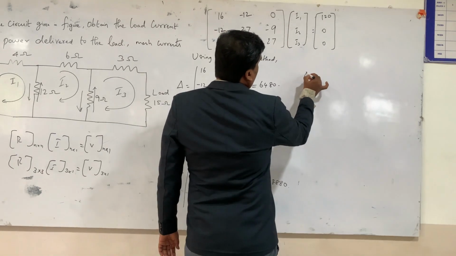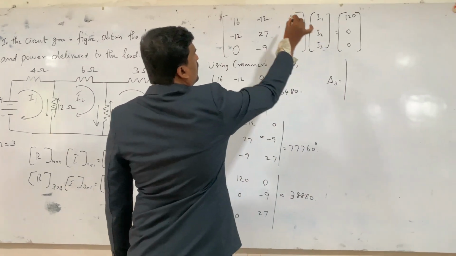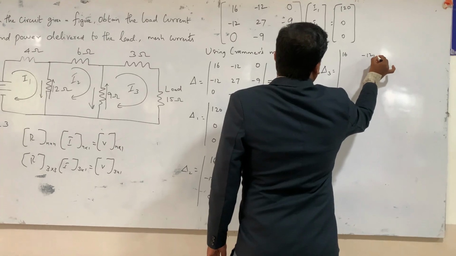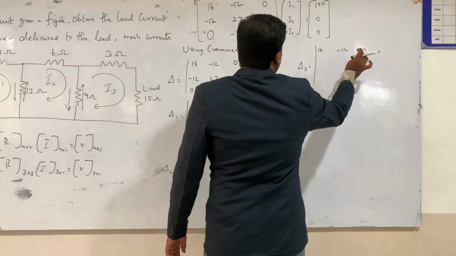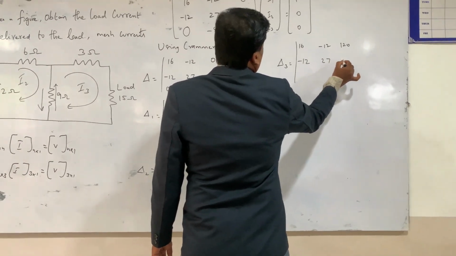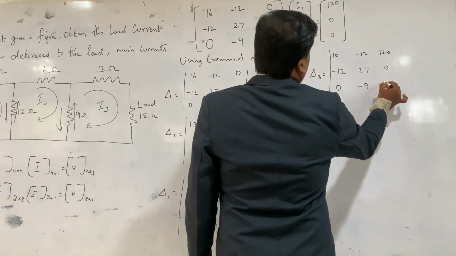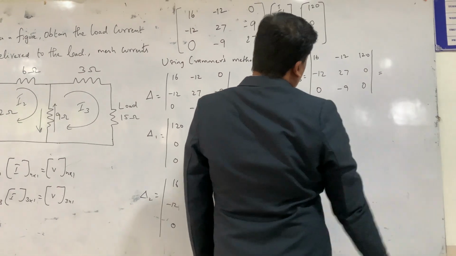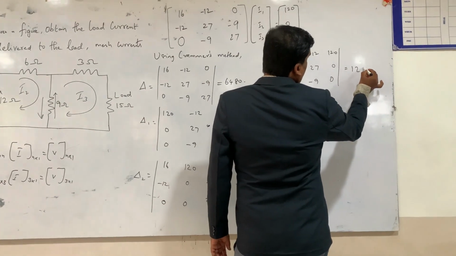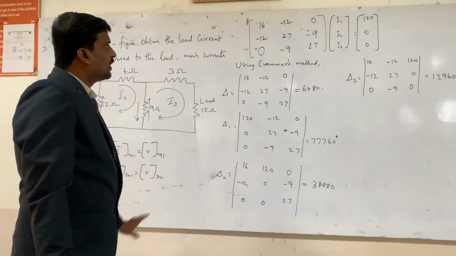Next we find the value for del 3. So substituting the potential values in column 3. 16 minus 12 120, minus 12 27 0, 0 minus 9 0. We will find the determinant for this value, and we have obtained the determinant value 12960. So these are the del values for the given problem.